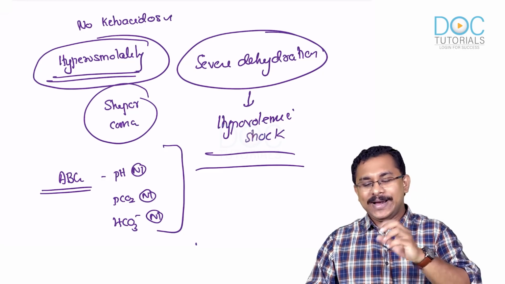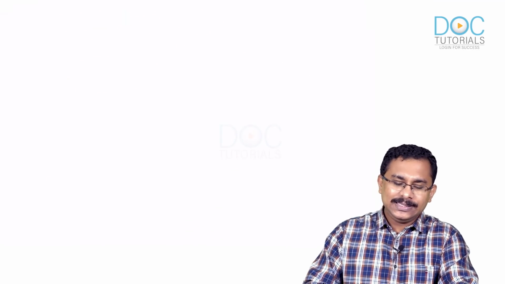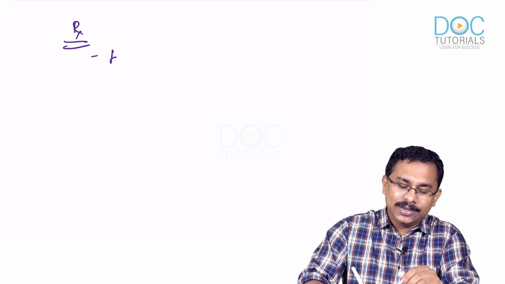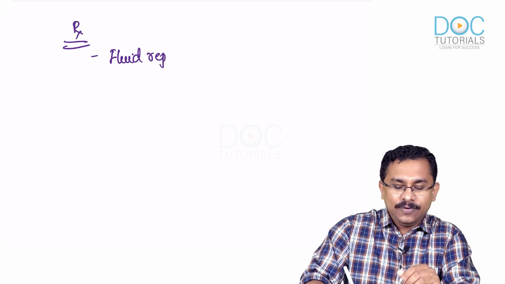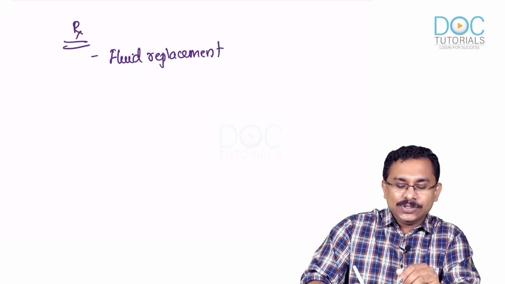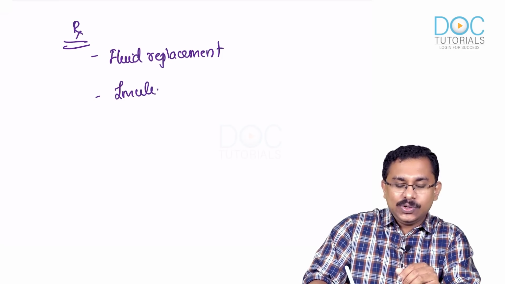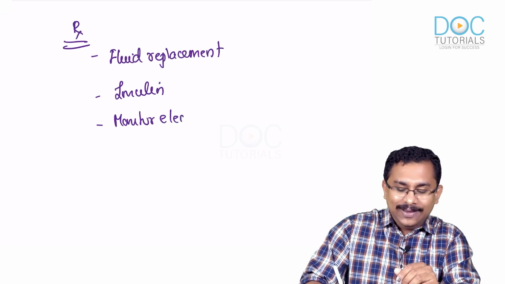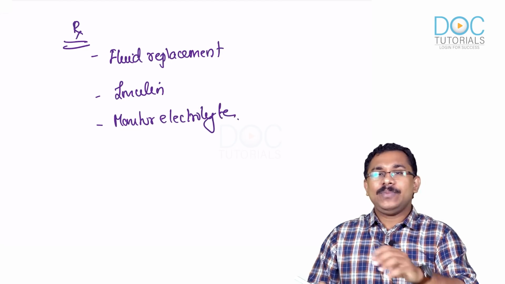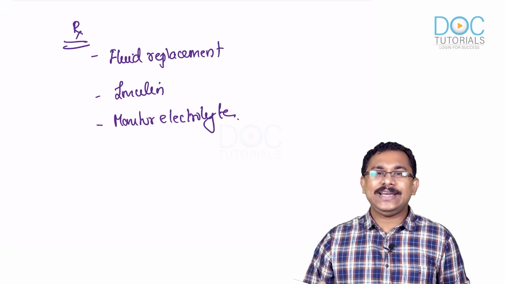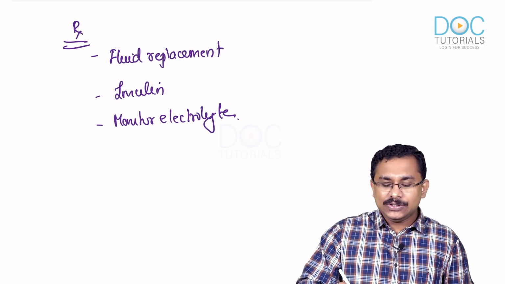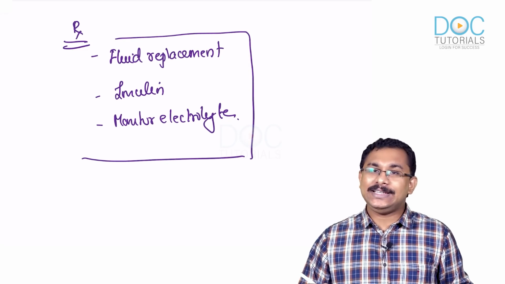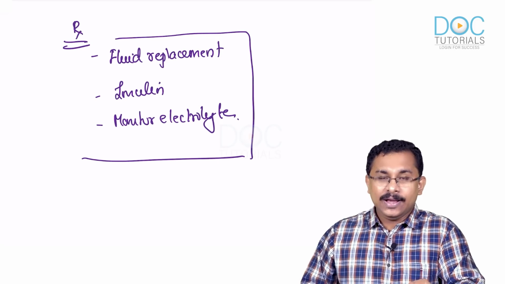Now, the management of HHS again is slightly similar to your diabetic ketoacidosis, because the most important cornerstone of management is fluid replacement. Yes, you have to supplement the patient with insulin as well. You have to monitor the electrolytes, even though you are not having any acidosis per se. Because you are giving insulin, you might have changes in your potassium. Okay. So these are the factors that you have got to keep in mind while managing a patient with HHS. Okay, very important. I hope that is very clear.